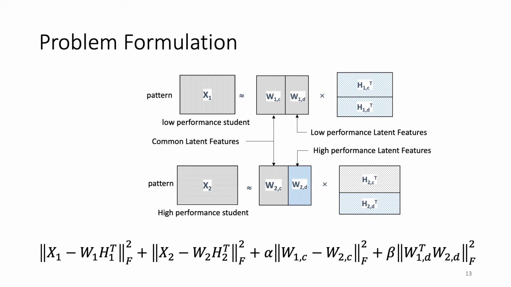To make sure that the common parts are similar in both student groups, we add the third constraint, which is a Frobenius norm, in the formula below. Also, to make sure that the distinct parts are far from each other in 2 different student groups, we add the fourth term, which is a proportion with a cosine similarity between distinct pattern latent factors.